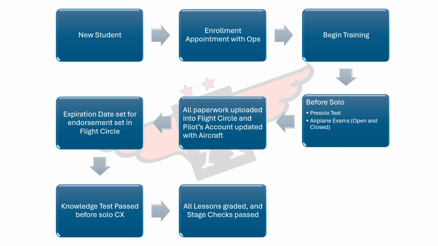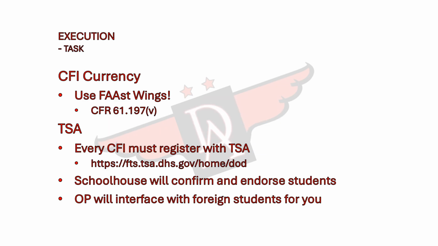All the paperwork is uploaded into Flight Circle. The expiration date for their sign-off for the aircraft is not a year, it's 90 days, just like their endorsement in their logbook. Before cross countries, they also have to complete or pass their knowledge test with the FAA, or, by the way, we have one that we can proctor if they haven't done the FAA knowledge test yet. And then all lessons are graded and all stage checks must be passed. You, as a CFI, obviously under the new rules, have to have currency rather than having to do the FERC.